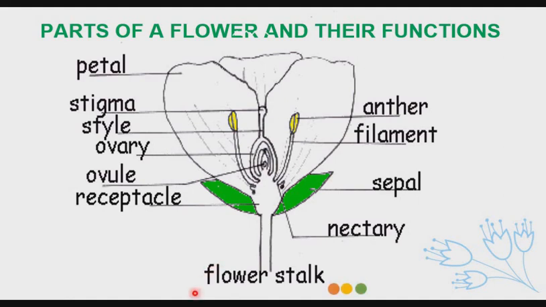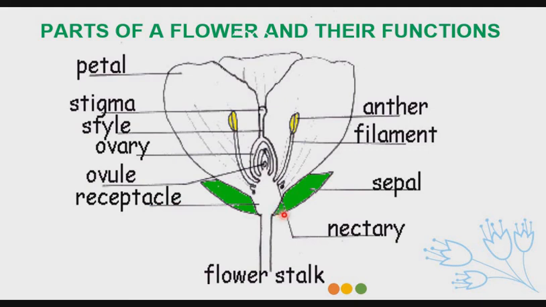First, we have the flower stalk, which we call the pedicel or peduncle. Its function is that it attaches the flower to the stem. After that, we have another structure that we call the receptacle. The receptacle is also called the thalamus. It carries and holds together the other parts of the flower. It is the base on which other parts are formed.